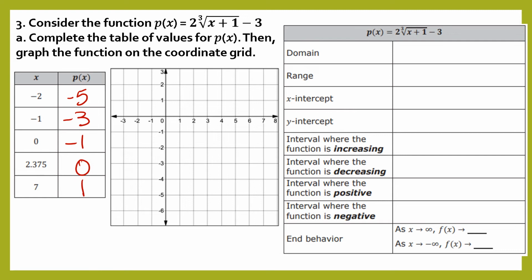So we're at -2, -5, -1, -3, 0, -1, 2.375, so a little bit past 2 on our x-axis, and then 7 up at 1.